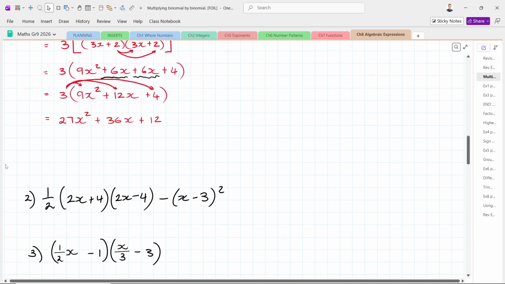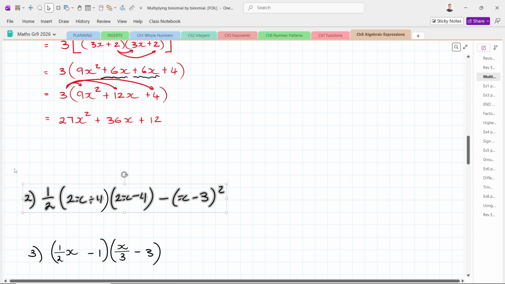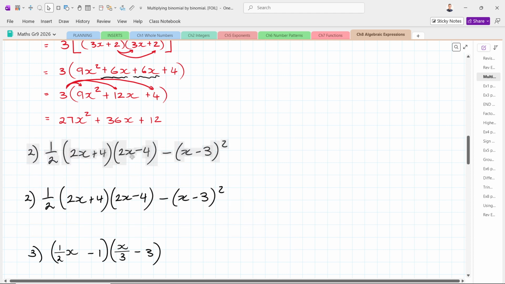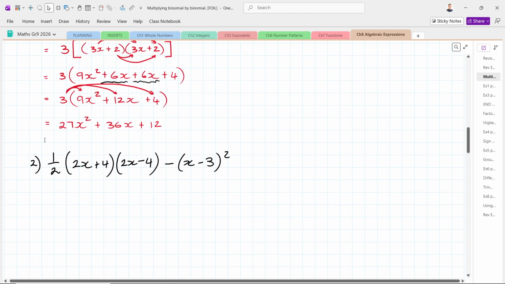Okay, we've got 2 more. They do get progressively more complicated. Brackets stay behind. Okay, let's make a decent amount of space for this one. We've got a half, 2x plus 4, 2x minus 4, minus x minus 3 being squared. Again, we have not looked at the shortcuts for these yet.